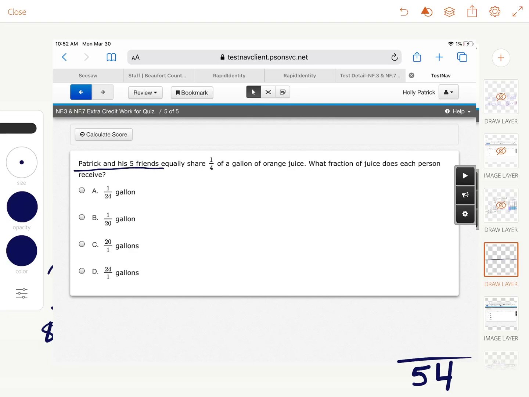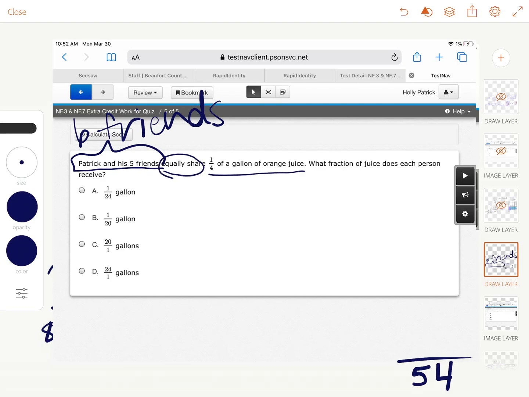Patrick and 5 friends. Okay, right there, that little bit of information is probably the most important piece of this problem, because you can't just think about Patrick. And you can't just think about his 5 friends. You have to think about it being a total of 6 friends or 6 people, however you want to think about it. They're going to equally share 1/4 of a gallon of orange juice. See this? That means I'm dividing. Okay. What fraction of juice does each person receive?